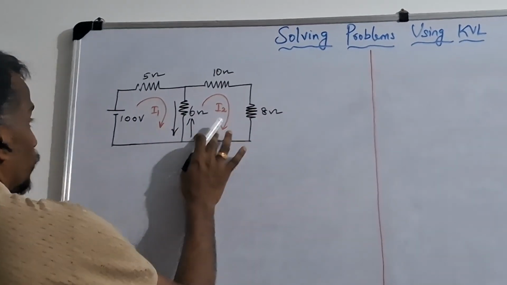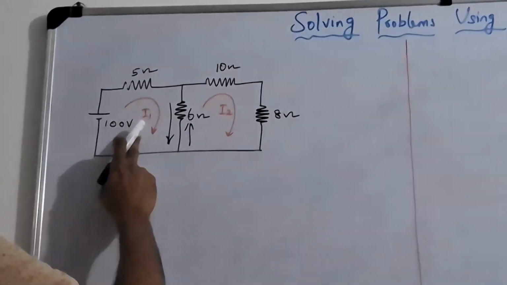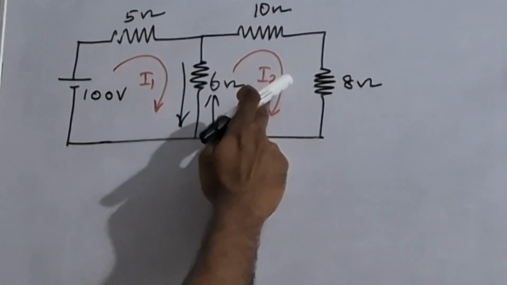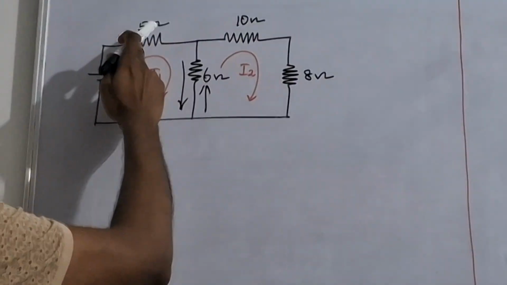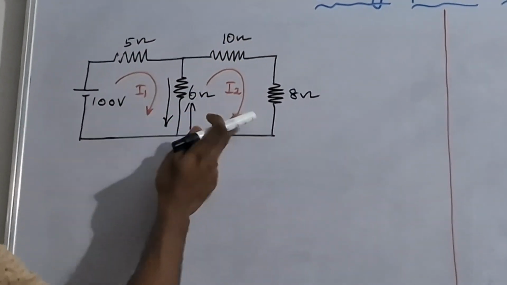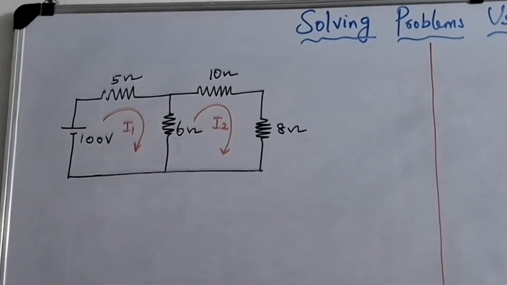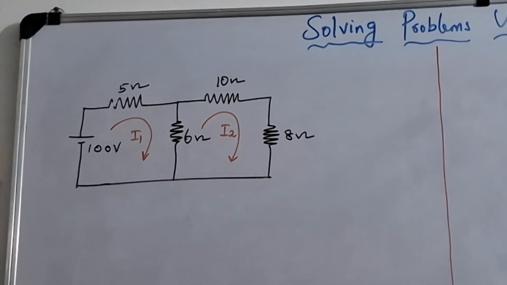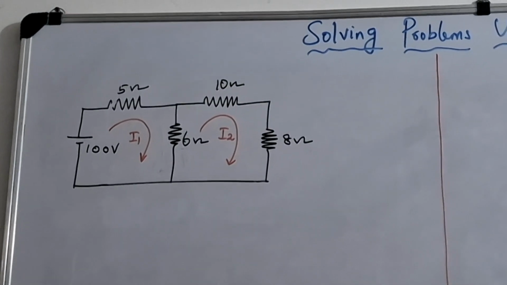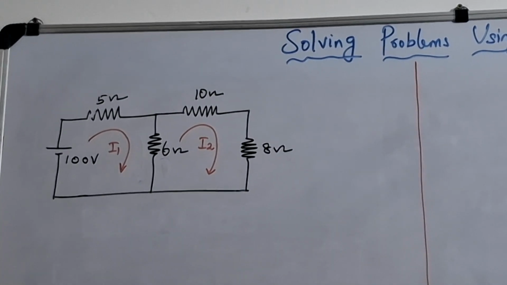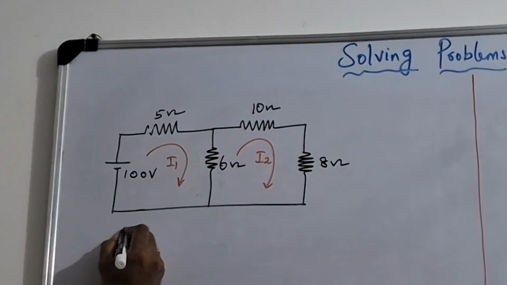can see the two loops, consisting of the currents I1 and I2 in the two loops. Resistances are 5 ohm, 10 ohm. In between the two loops, we have the 6 ohm resistance and the 8 ohm resistance here. Now, we are going to directly write the Cramer's matrix from this.